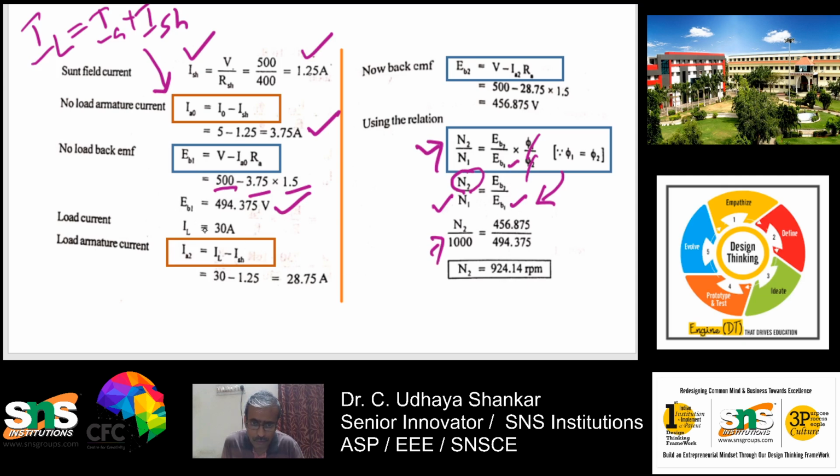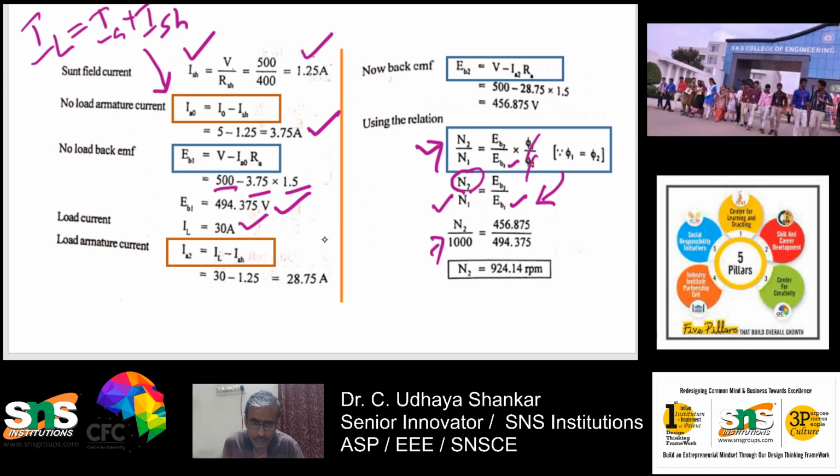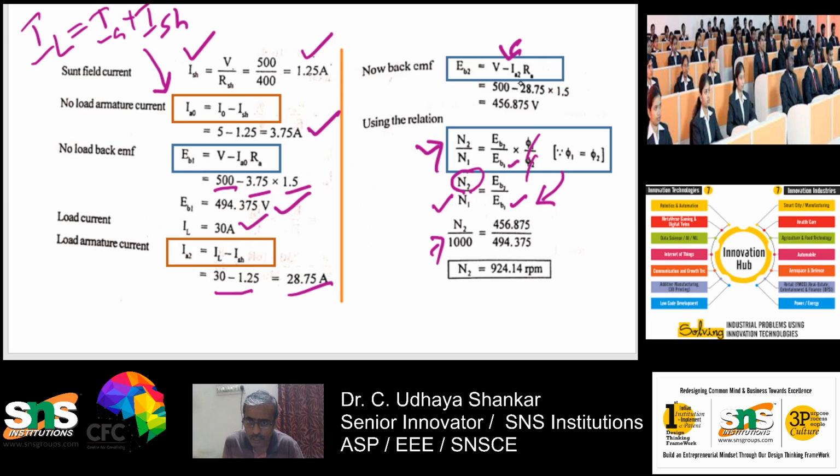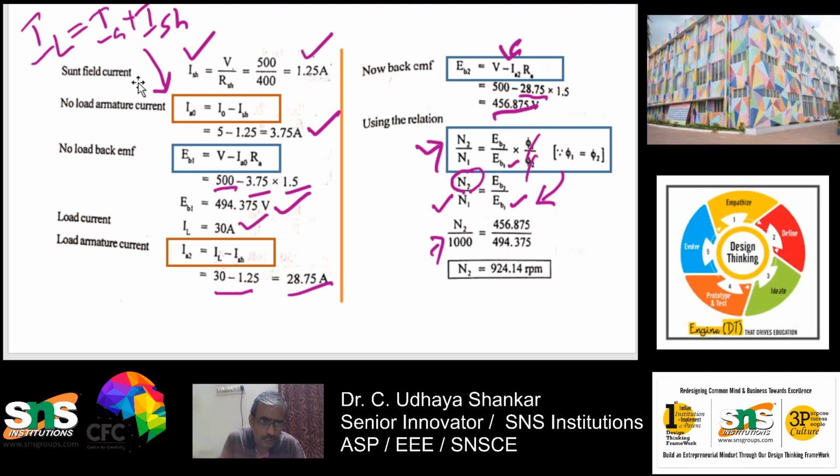Similarly, what is IL? The load current is given as 30 amps. Just substitute 30 minus 1.25, it will be 28.75. I am going to substitute this IA2, 28.75, the terminal voltage remains the same, and finally I have got this answer for EB2. So, the answer for EB2 is 456.875.